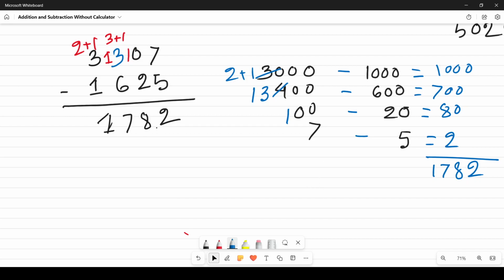So this is the basic column method of performing manual addition and subtraction, and in my next video I will be discussing how to do multiplication and divisions using manual methods, like not using the calculator, just do it manually.